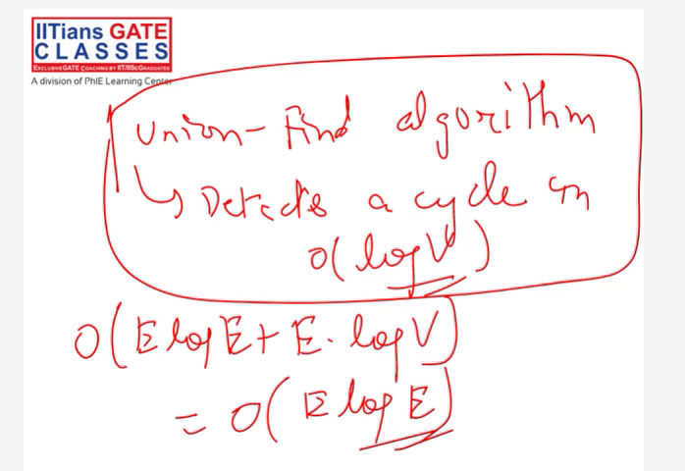We'll not go into detail for the union find algorithm. This is out of scope with respect to GATE. All you have to understand is this helps us detect a cycle in order log V time. If you're interested, you can study this algorithm from GeeksforGeeks or somewhere on the internet. But this is a little complicated, so we'll not be going into that. So the time complexity for Kruskal's algorithm becomes E log E if you're using the union find algorithm to detect the cycle. Is this clear to everyone? Good to go?